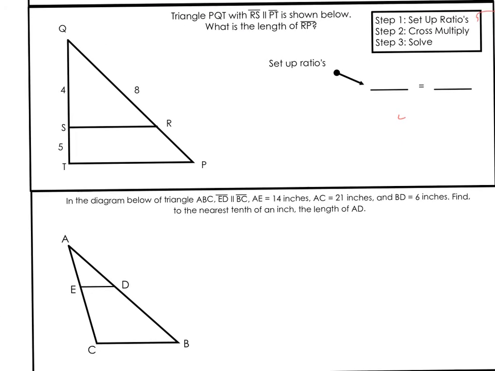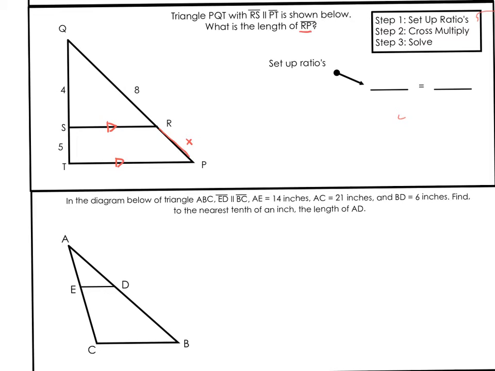We're going to try two examples here. In triangle PQT, RS is parallel to PT, as shown below. So we have our triangle, and we know RS is parallel to PT. What is the length of RP? That's right here. We're looking for the length of RP.